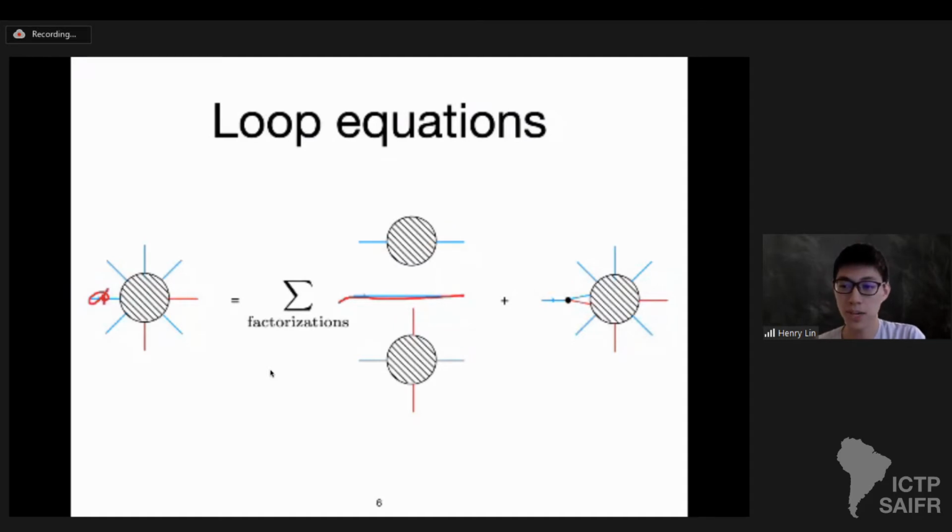So if you started with trace m to the k, you might get trace m to the k plus 2 or whatever, depending on the interaction that you have in your polynomial.